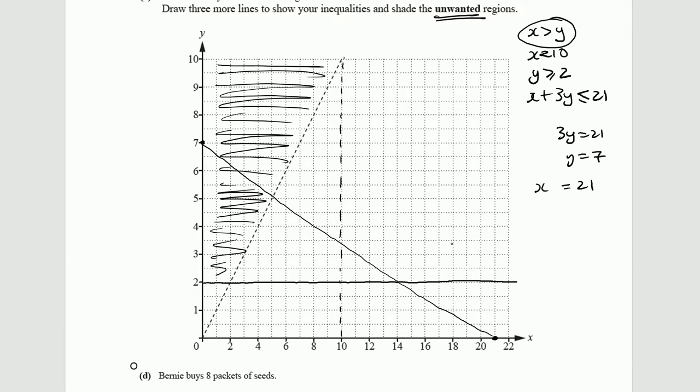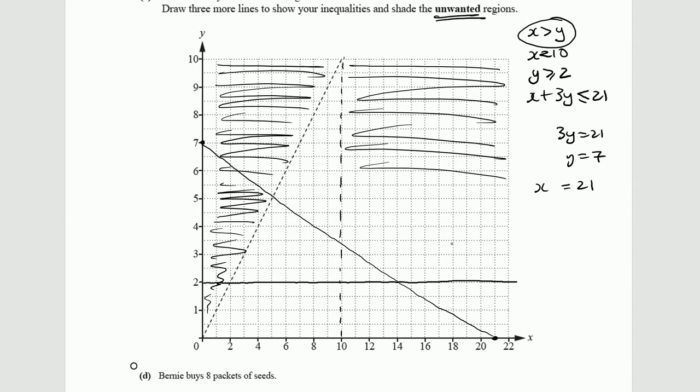Because if I shade over here, then all those points are where the X values are smaller than the Y values. Okay, I'm interested in when X is less than 10, so I want to shade the bit I don't want, where X is bigger than 10. So I'd be shading over here.